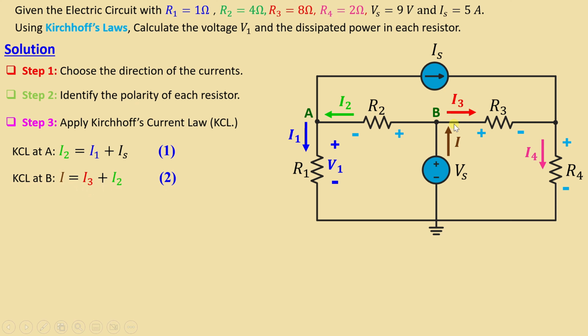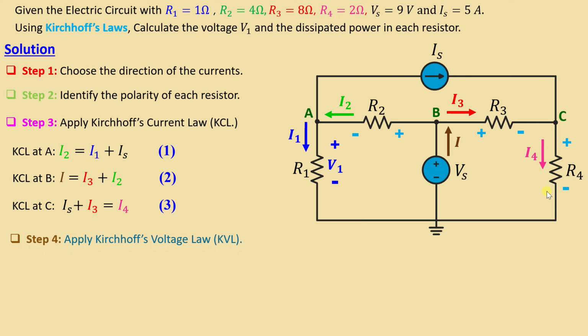Let's go now to node B. We see that I is entering the node, and I3 and I2 are leaving the node. That means KCL at B: I is equal to I3 plus I2. We go now to KCL at C. We see that I3 and IS are entering the node and I4 is leaving the node. We can write IS plus I3 is equal to I4.